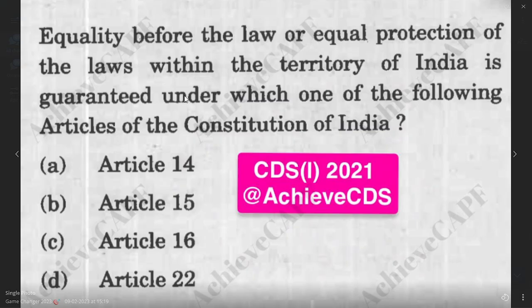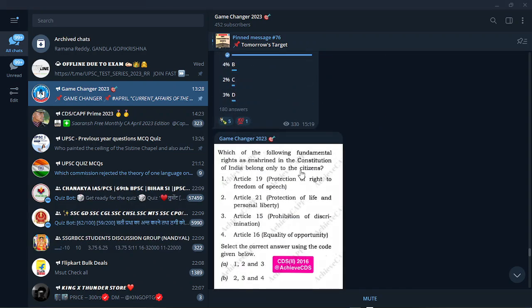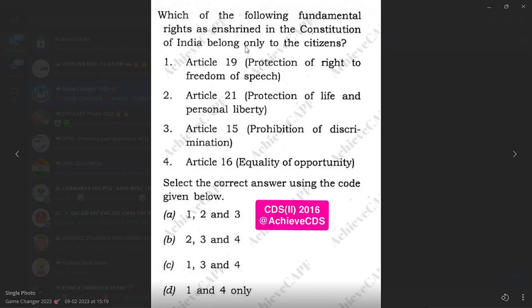Equality before law or equal protection of law within the territory of India is guaranteed under which of the following articles of the Constitution? 14. A. Which of the following fundamental rights enshrined in the Constitution of India belong only to the citizens? Article 19, 21, 15, 16.